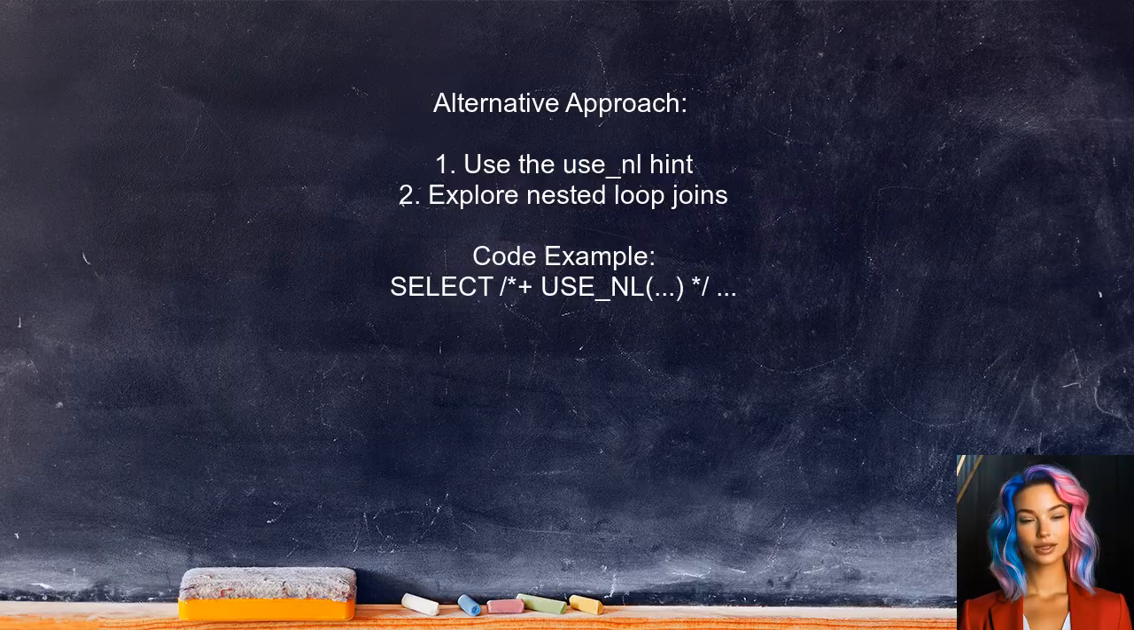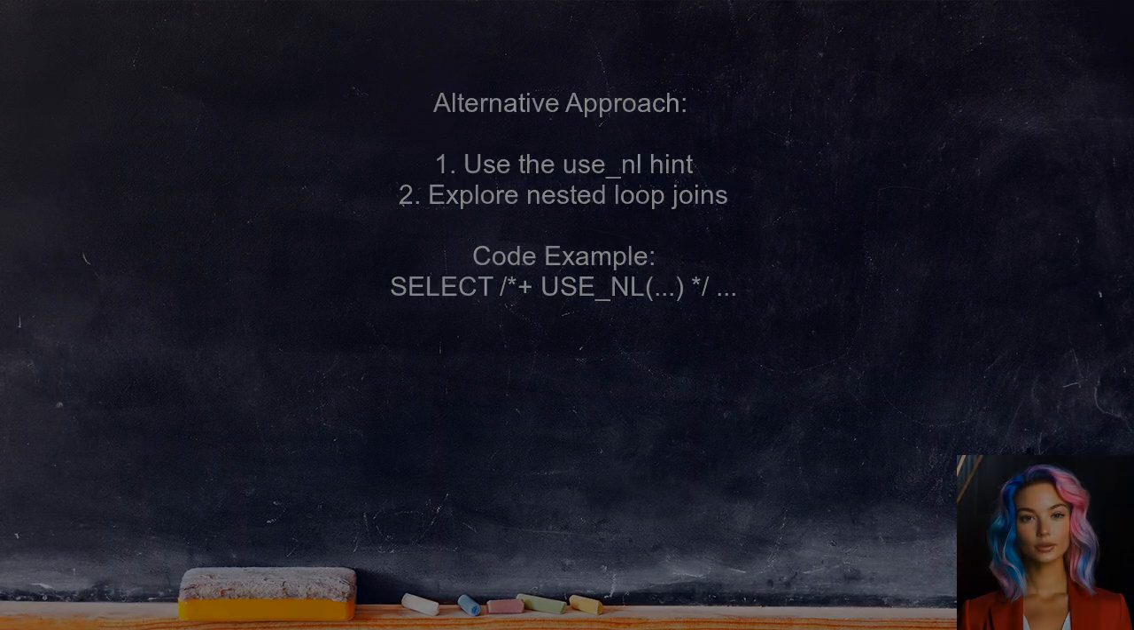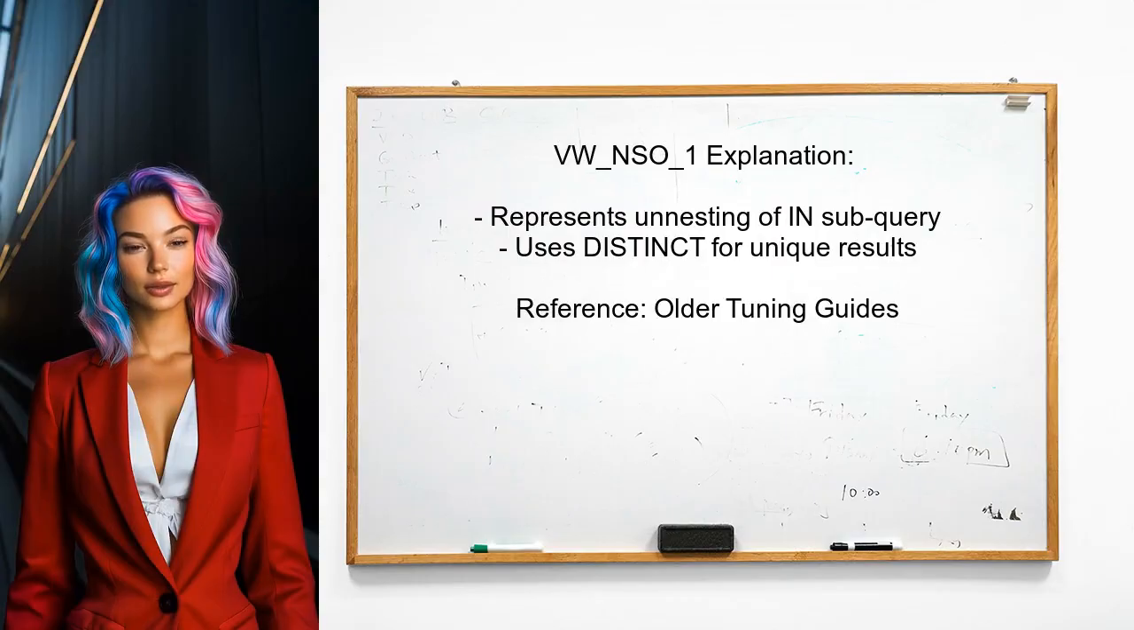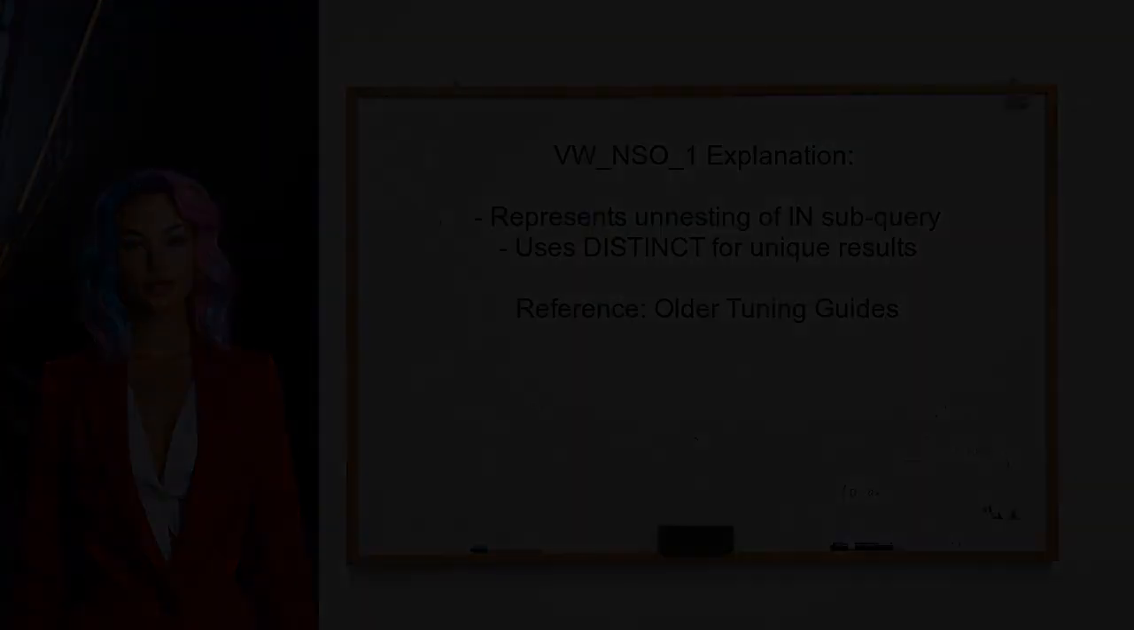One user suggests trying the USE_NL hint to change the hash join to a nested loop. This can help you explore different join methods. Regarding the view VW_NSO_1, it represents the unnesting of the IN subquery. This happens because the subquery uses distinct, ensuring a unique set.